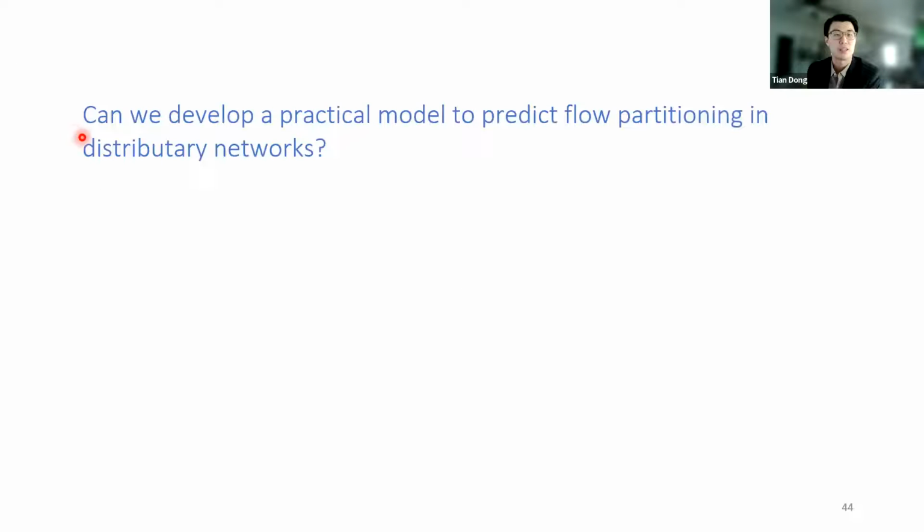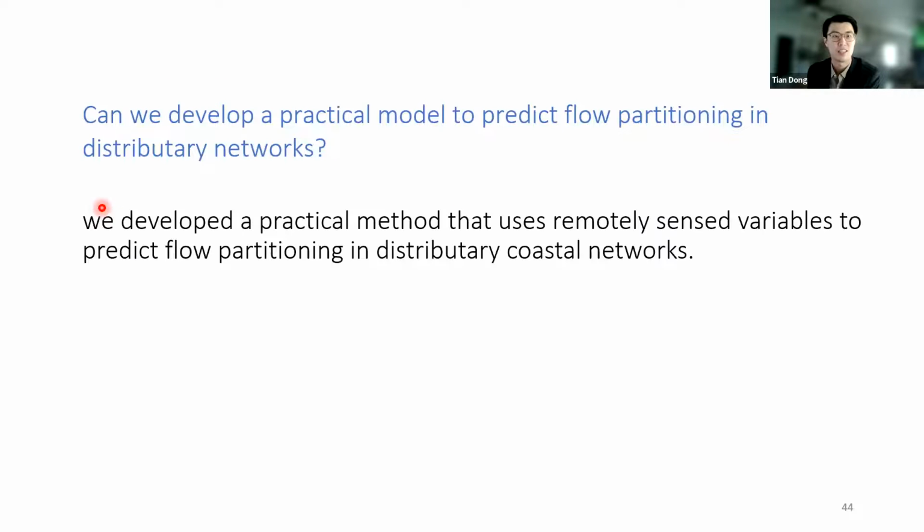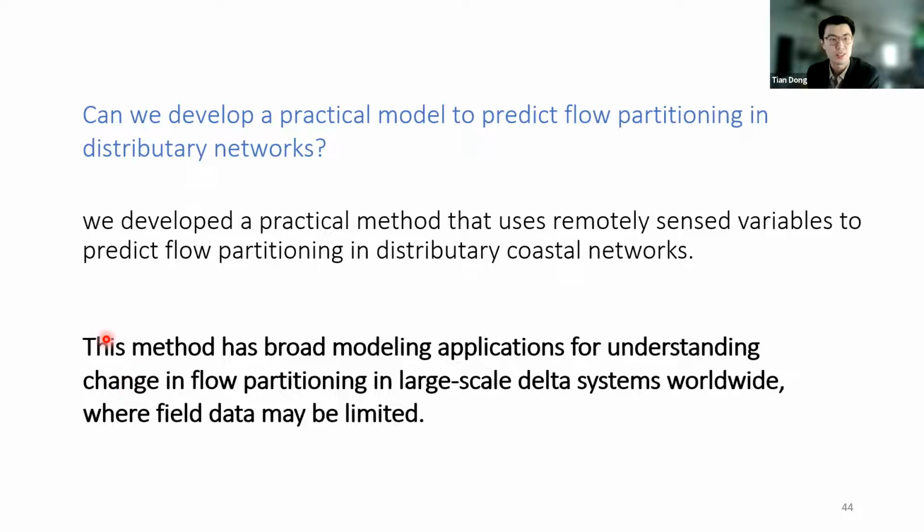Just to summarize, can we develop a practical model to predict flow partitioning? Yes. And more importantly, this model uses remotely sensed variables. So it has very broad modeling application for understanding changing flow partitioning in large-scale delta systems worldwide, where field data are often limited or very hard to collect.